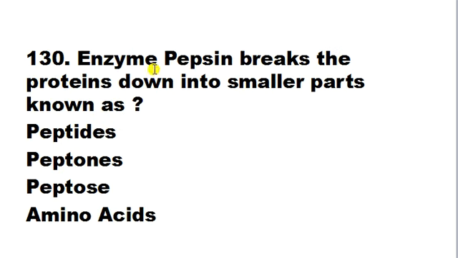Enzyme pepsin breaks the protein down into smaller parts known as peptides, peptone, peptose, amino acid. Here correct answer is peptones. What are peptones? It is a soluble protein that is formed in the early stage of protein breakdown. When protein breaks down, the first product formed is peptone. So here correct answer is peptone. And protein is broken down by the enzyme pepsin.